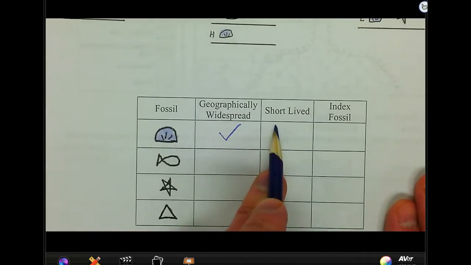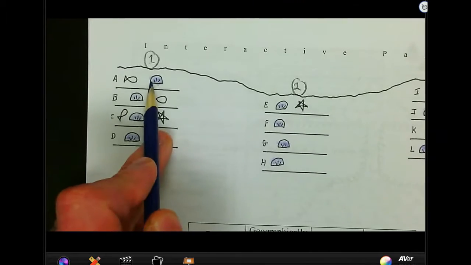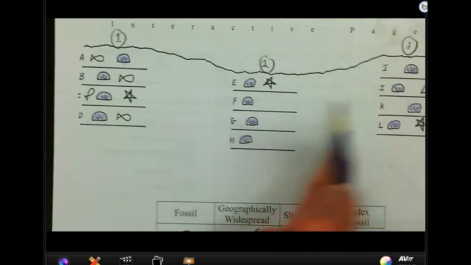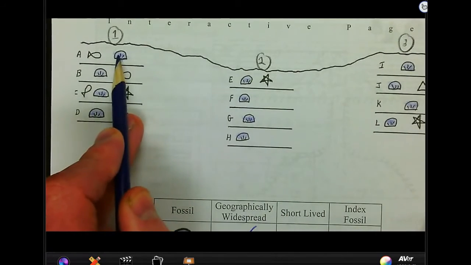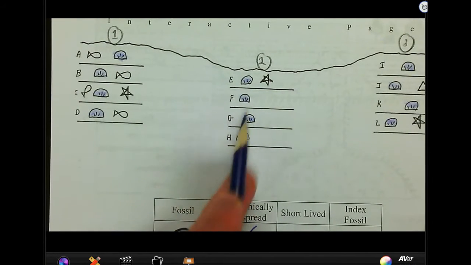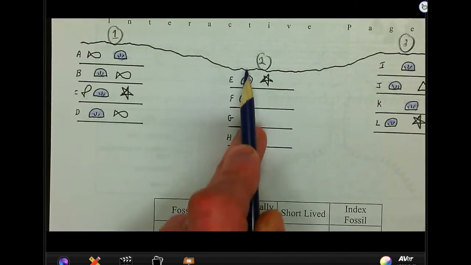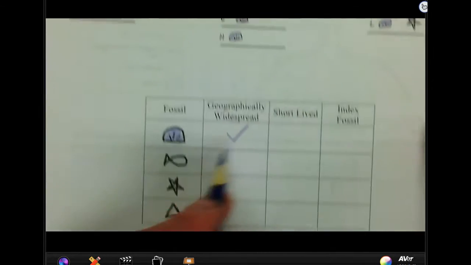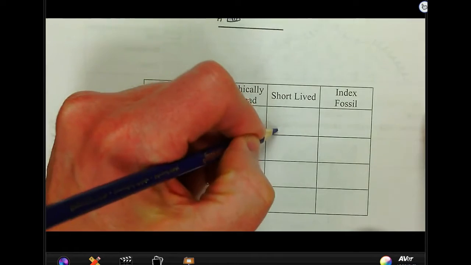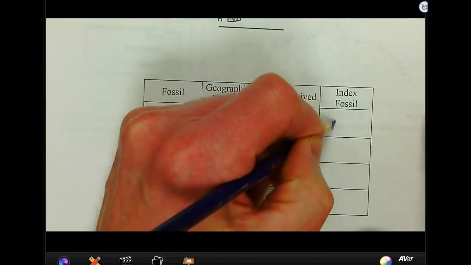Is this fossil short-lived? Remember, short-lived means it's found in few layers. No, this fossil is found in every single layer. We don't know if this shell fossil matches up with that one or that one or that one or that one. That doesn't help me match up the layers. I don't know if layer D over here matches up with F or G or H or E. These fossils are not short-lived. So is it a good index fossil? No.